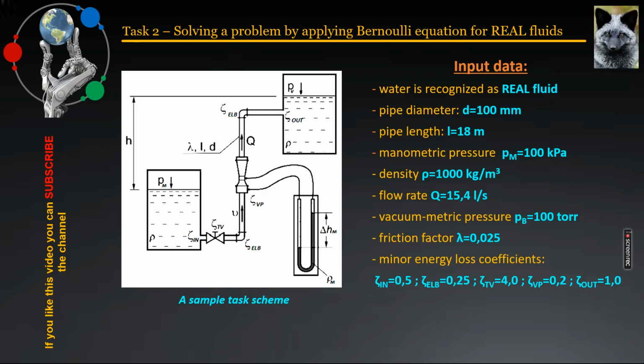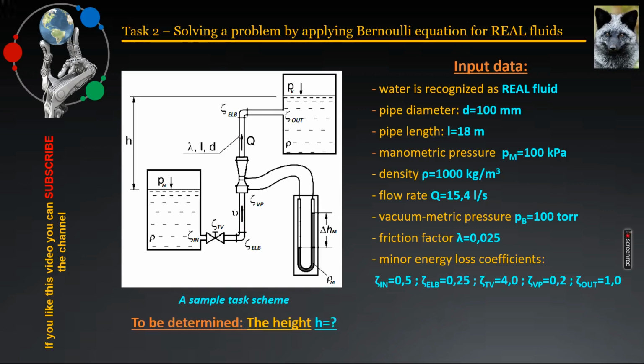it is 1. The pressures in the two tanks are also known, as for the one on the left there is manometric pressure, which is 100 kilopascals, and for the one on the right, which is vacuum pressure, is 100 torrs. The unknown parameter to be determined is the height h.